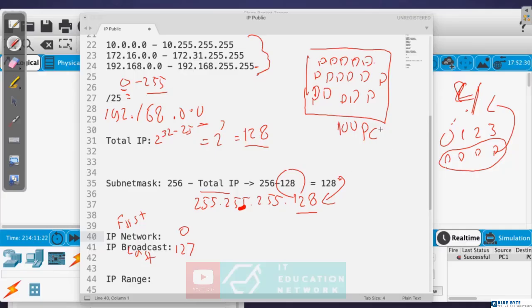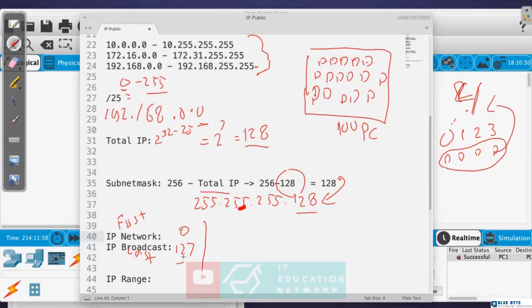But maybe you have a question. I said before that the numbers in the IP address are 0 until 255. But here, we only have until 127. Why? In this case, this is the calculation for the first block subnet. Or in simple words, this is the calculation for the first room. How about the next block subnet or the next room?